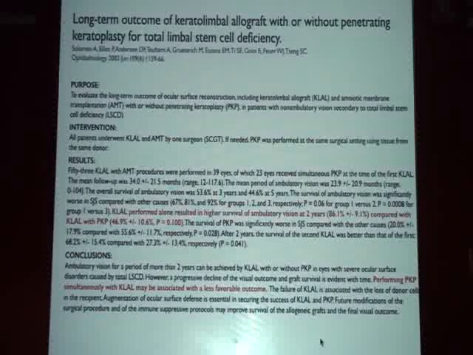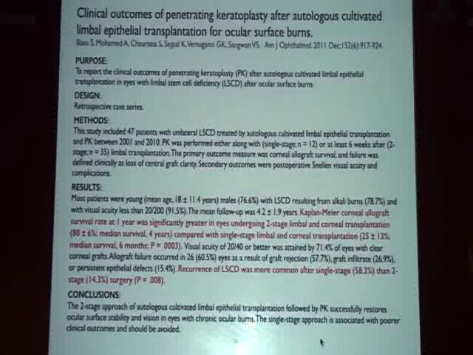If you look at some of the papers that I've looked at, the outcome of doing a surface reconstruction with or without penetrating keratoplasty, either at the primary surgery or doing it later, they have found that when you combine with penetrating keratoplasty, the limbal stem cell graft does not survive very well as compared to doing a limbal transplant first followed by a penetrating keratoplasty later. So they did not recommend doing a penetrating keratoplasty earlier.